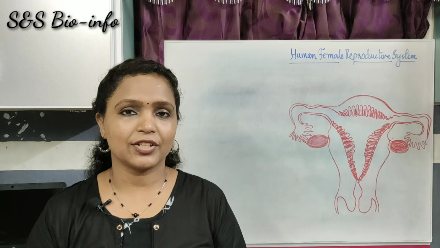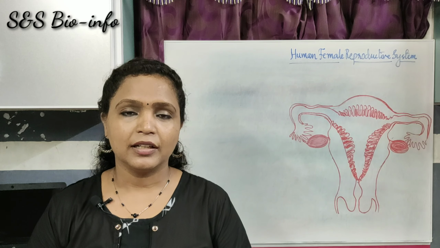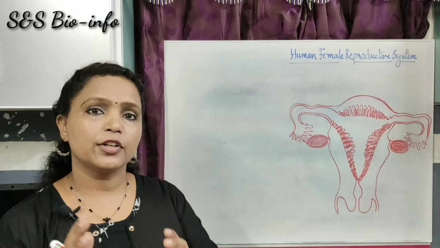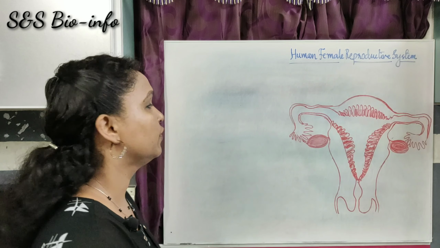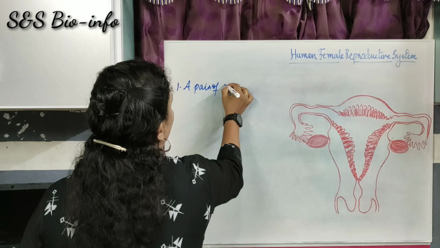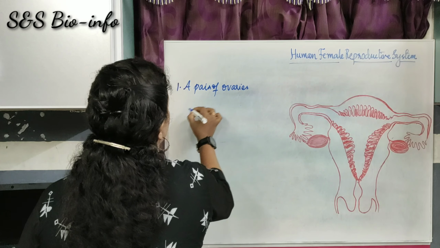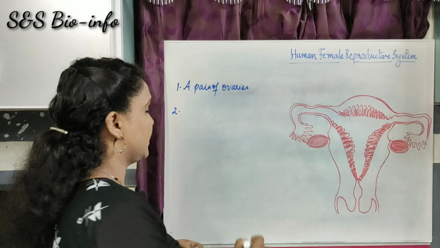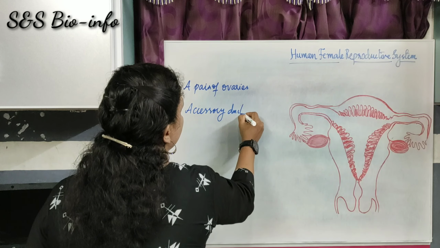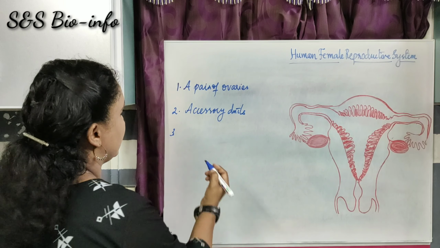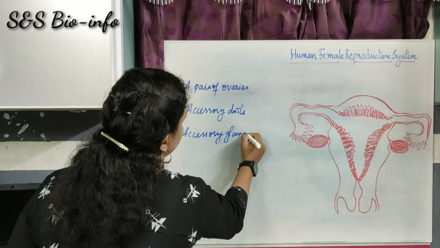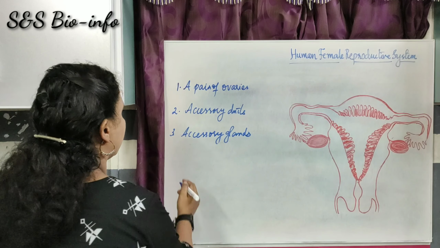First of all, let's study the structure of the human female reproductive system. Let's familiarize ourselves with its parts. The human female reproductive system consists of a pair of ovaries, second, accessory ducts, then accessory glands, and external genitalia.